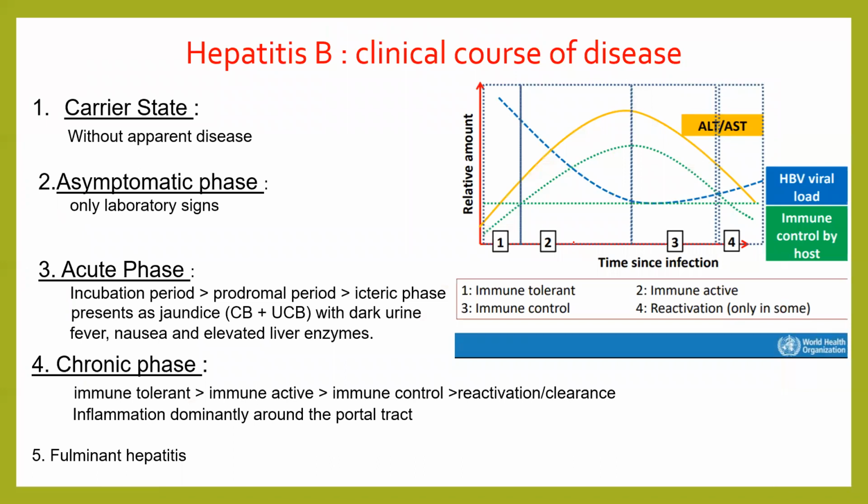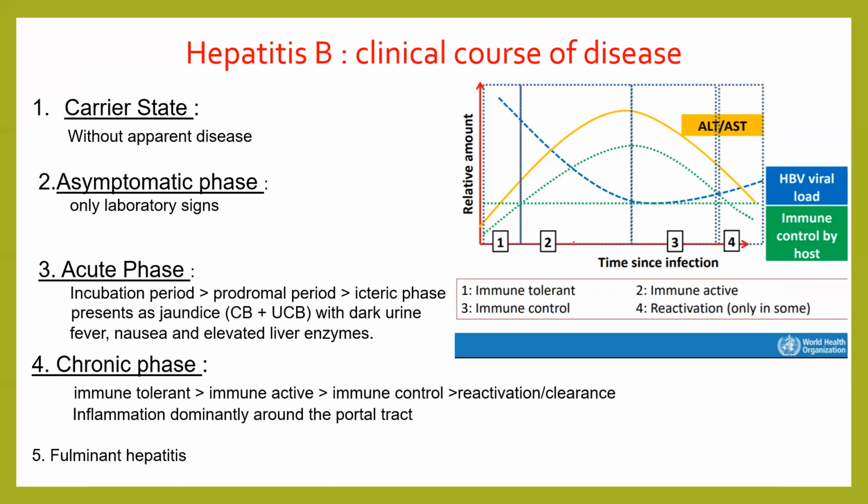So now, about the clinical course of the disease. Usually it starts with a carrier state, in which we do not really show any symptoms, and the virus is barely even detectable. Then we go on to the asymptomatic phase. In this phase, the virus is replicating, but there are still no clinical symptoms, though it can be detected on blood tests. And then we have the acute phase.